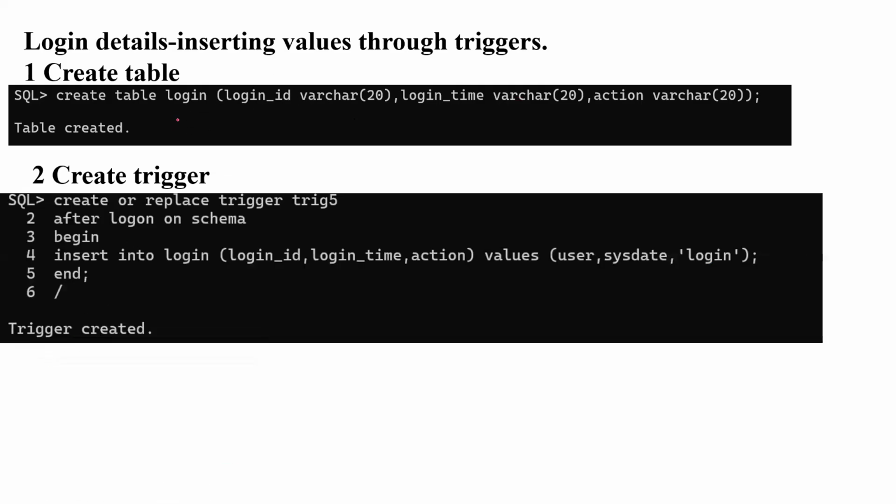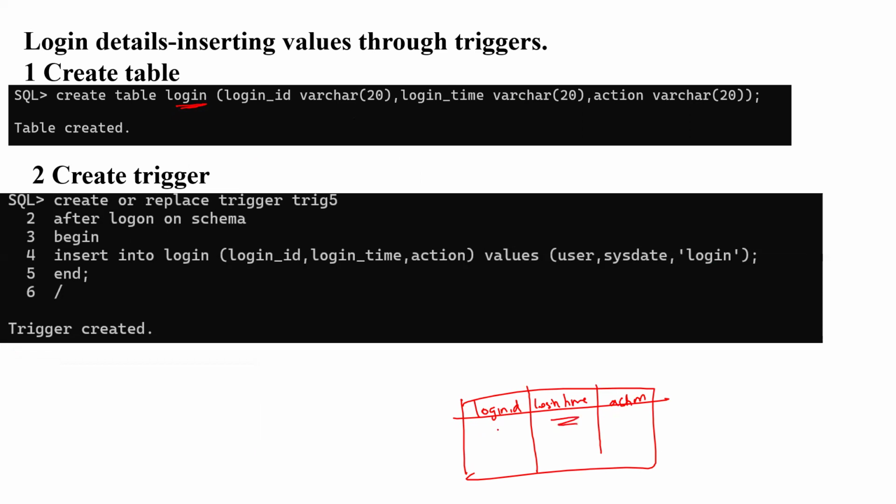Okay, so here I have created a table called login. My table was created with the login ID, then login time, then finally action. So what I'm going to do is capture the user entering into the system and logging out of the system, along with his ID and the time.